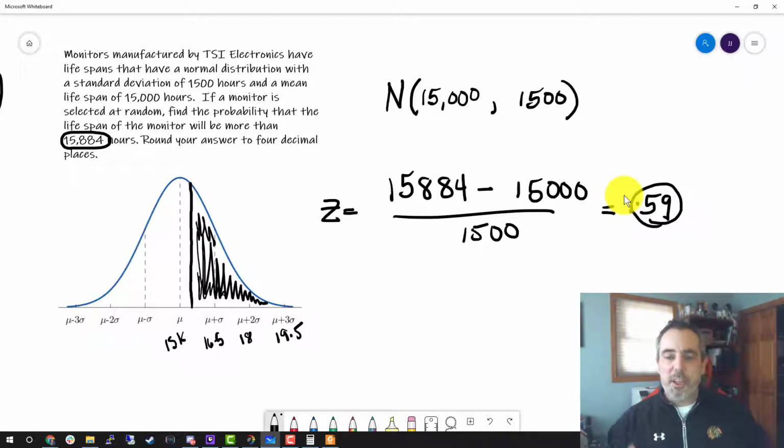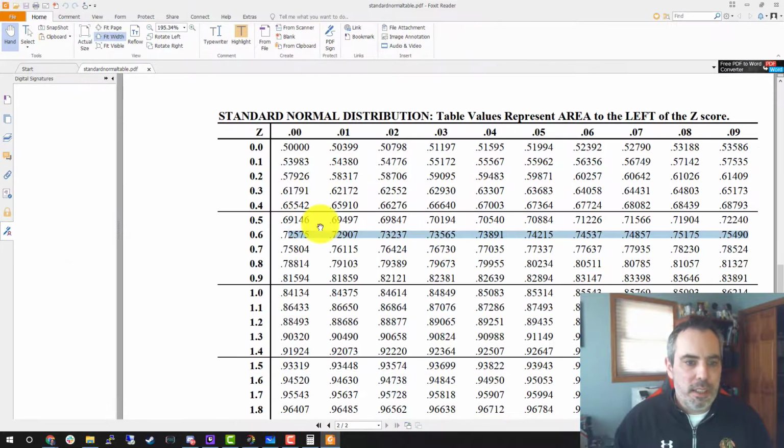At this point, I go into the standard normal table to find that z-score of 0.59. So using the one that you can get online, here is 0.5. And again, 0.59. I'm going all the way to the end of this to find 0.72240.